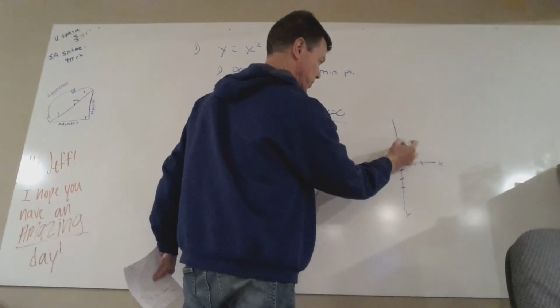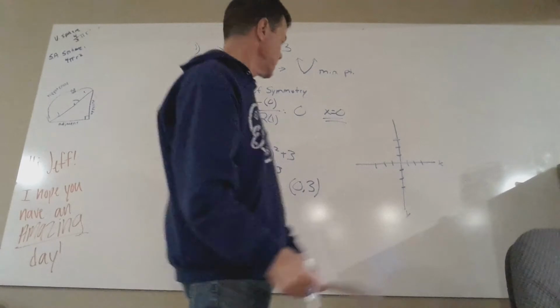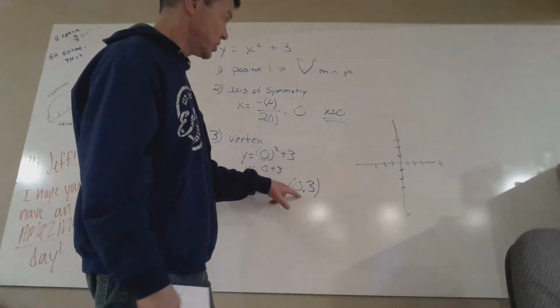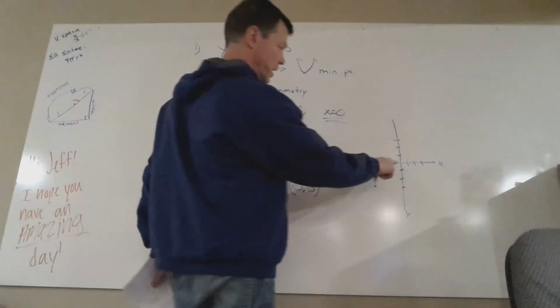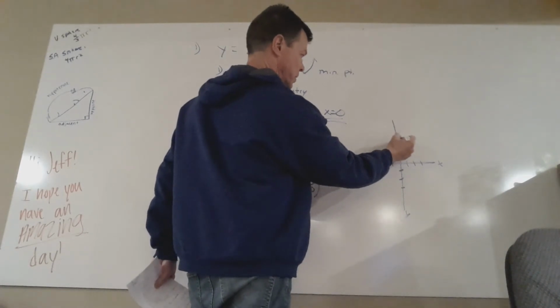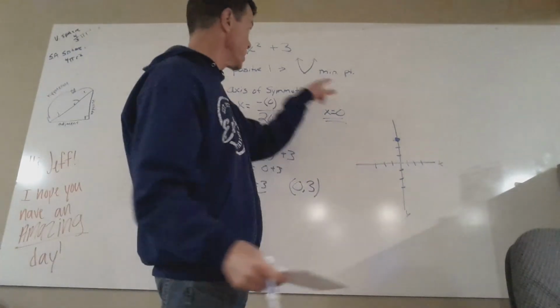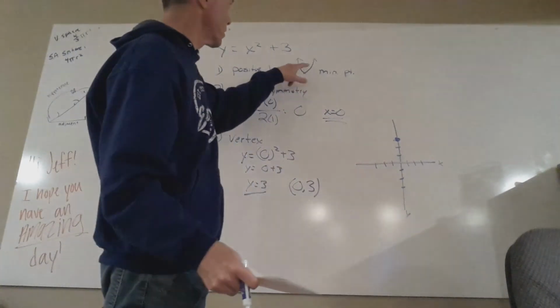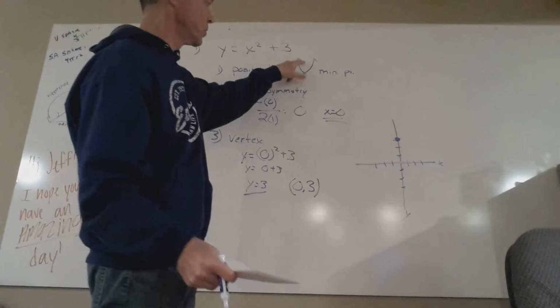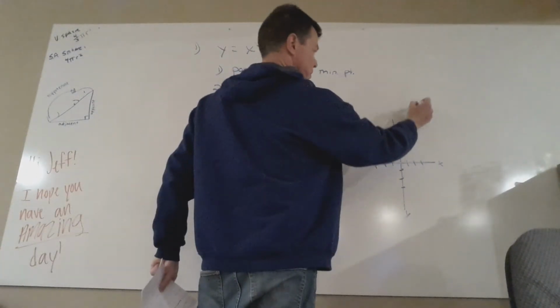Just going to get a rough idea. All right, x and y coordinates. Vertex is at 0, 3. So x is 0, y is 3. Up here's our vertex. Again, this vertex is a minimum point, and we're just going to roughly draw these other parts in of the parabola.